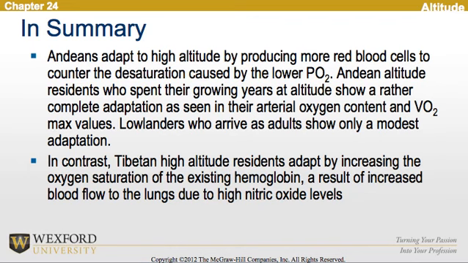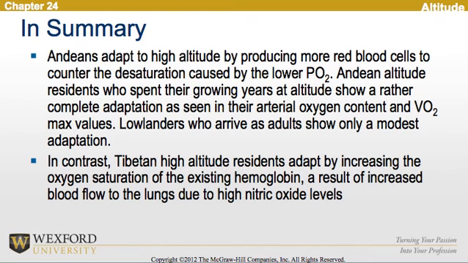In summary, the Andeans adapt to high altitude by producing more red blood cells to counter the desaturation caused by the lower partial pressure of oxygen. The Andean altitude residents who spent their growing years at altitude show a rather complete adaptation as seen in their arterial oxygen content and VO2 max values. Lowlanders who arrive as adults show only a modest adaptation.